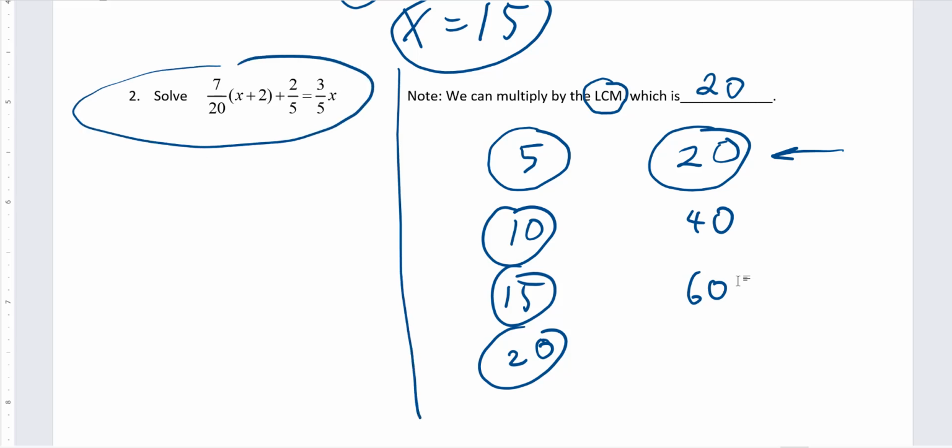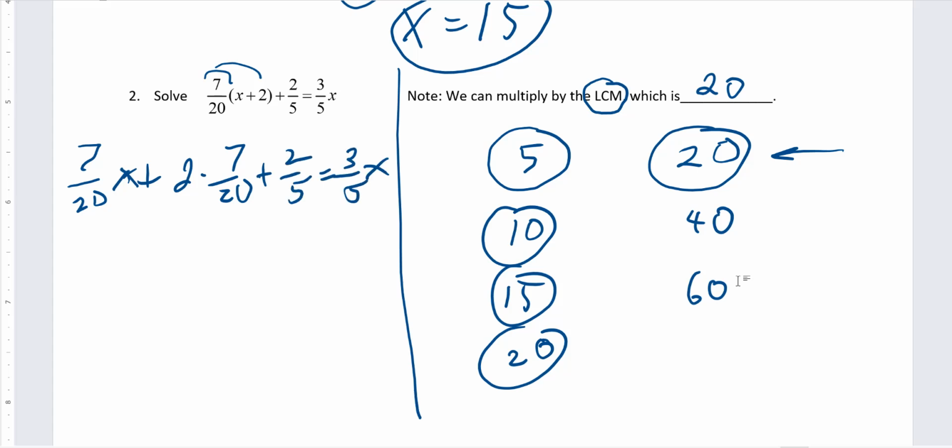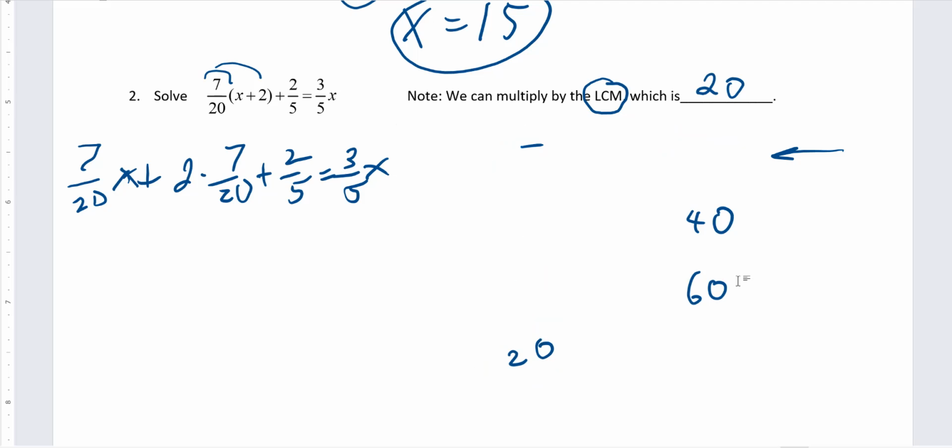So how do I solve this equation? Well, there's multiple ways. One way would be to distribute the 7/20 first. That would give me 7/20 x plus whatever 2 times 7/20 is plus 2/5 equals 3/5 x. I think I'm going to give myself some more room by erasing all this stuff getting out of my way. Okay, so let me rewrite that.